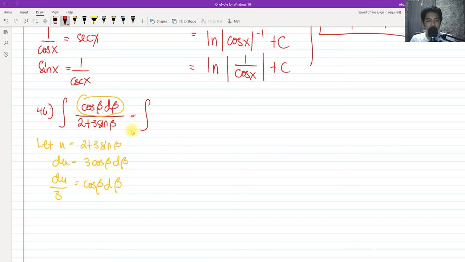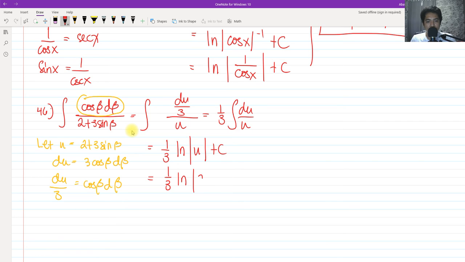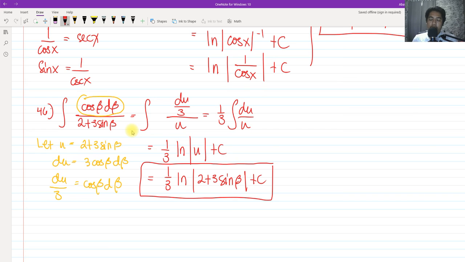So if I do that, we have the integral of du over 3, all over u, which is 1/3 the integral of du over u. And that is very simple because this integral will lead to a natural logarithm. So we have 1/3 ln of the absolute value of u plus c, which becomes 1/3 ln of the absolute value of 2 plus 3 sine beta plus c. We can also write it as 1/3 ln of the absolute value of 2 plus 3 sine beta raised to 1/3 if we want to simplify our final answer. But I'll just leave it as it is.